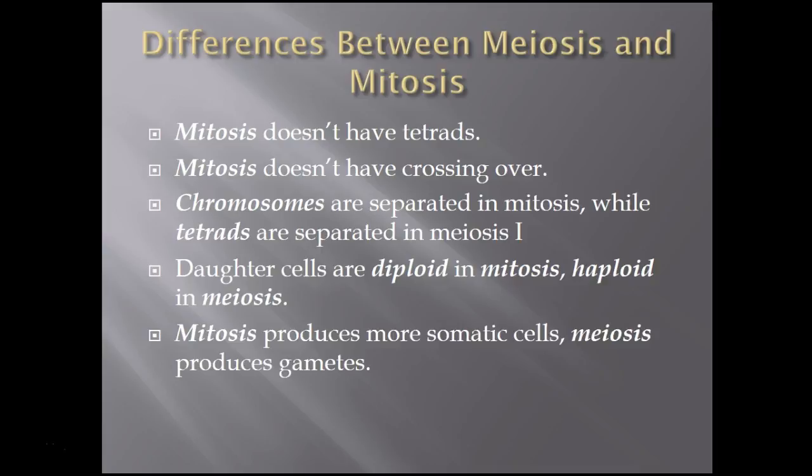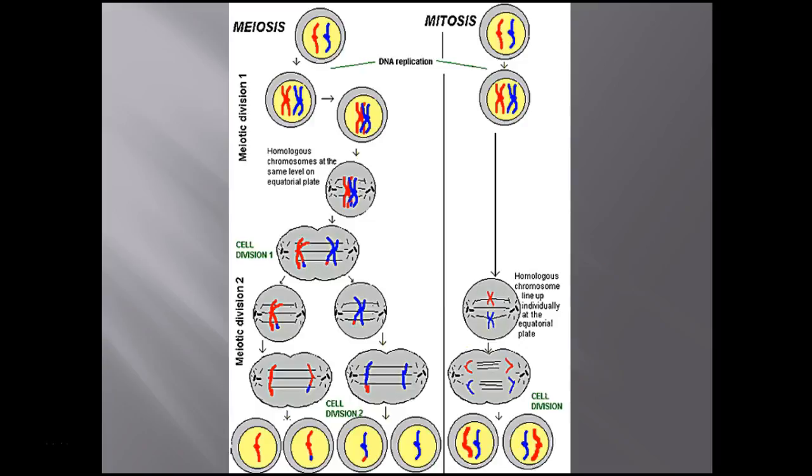Mitosis produces more body cells, more somatic cells. In fact, you might remember it this way: mitosis happens in mito, whereas meiosis produces gametes, sex cells.